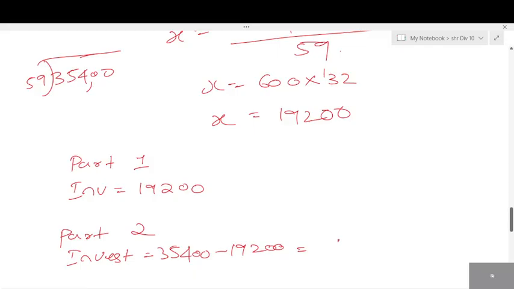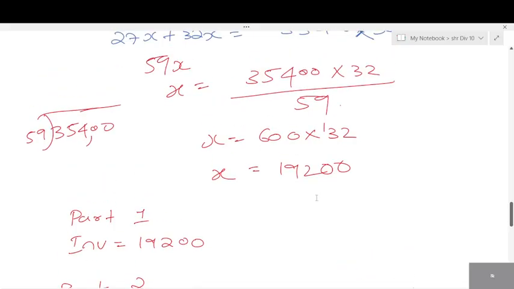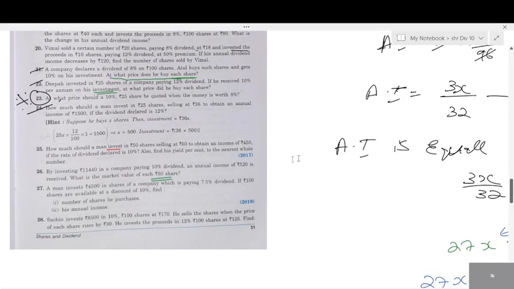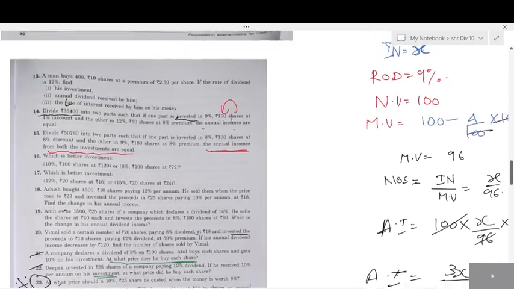So you should get 16,200 as the answer. 16,200. Is this clear? All of you understood how to solve when split into two parts question? Okay, two parts. Mostly they might give it for 4 marks, students. 4 or 5 marks. Very lengthy question.